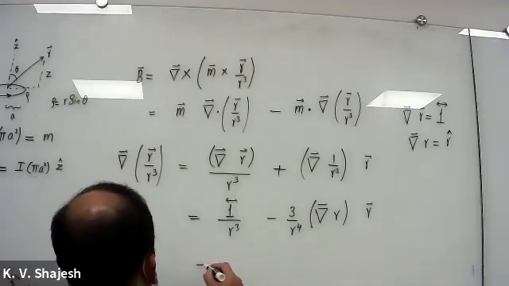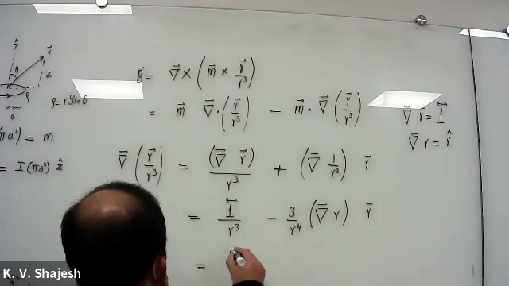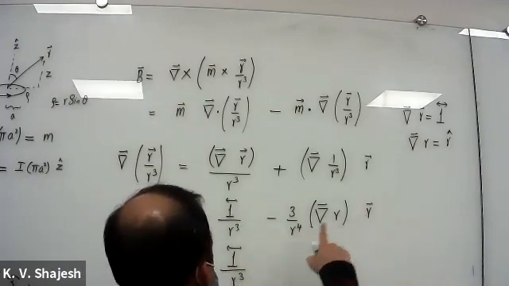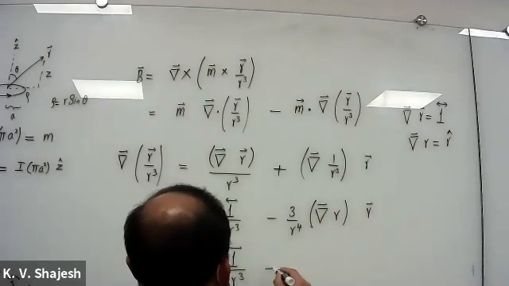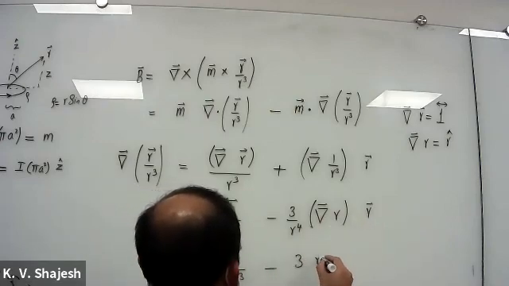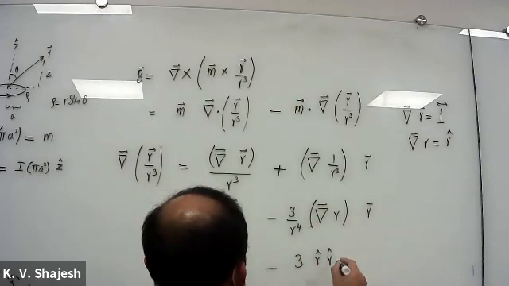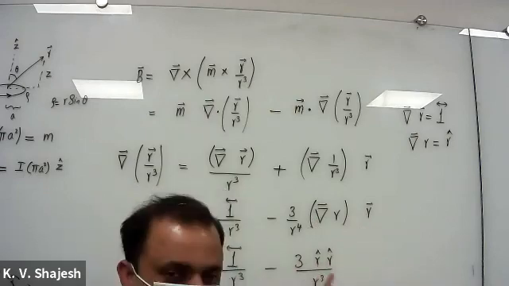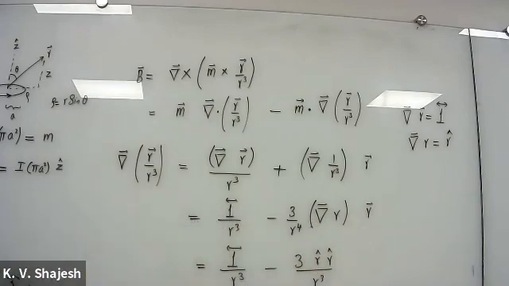So this is the same as the unit dyadic over r cube. One of the r's I can kill from here, so that's -3 times vector r hat over r cube. Notice no vector operation again. If there was a dot product, that will go away.